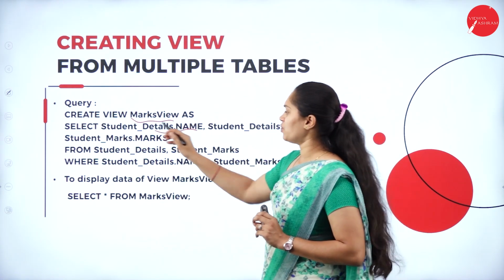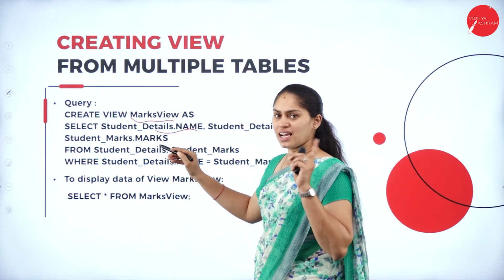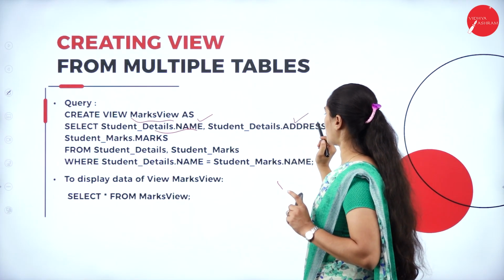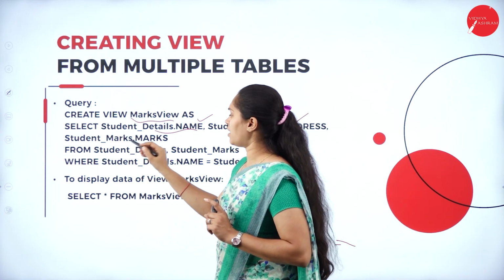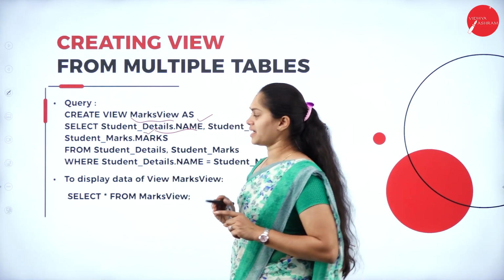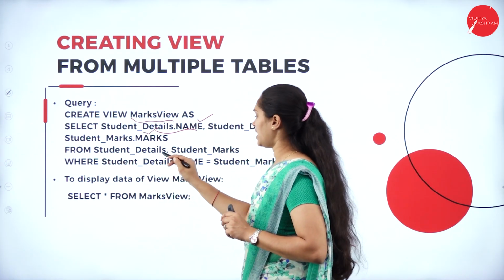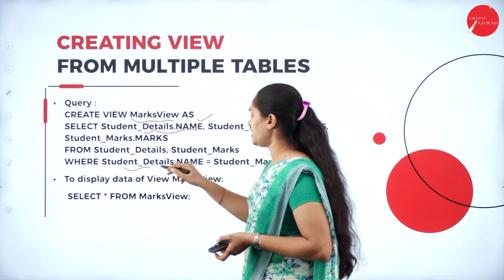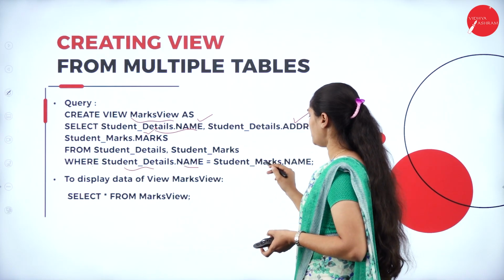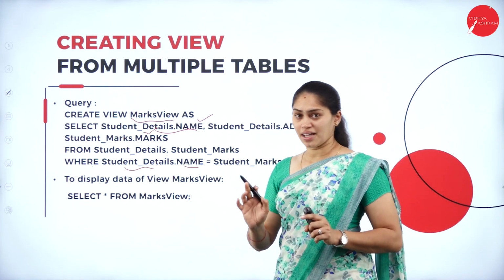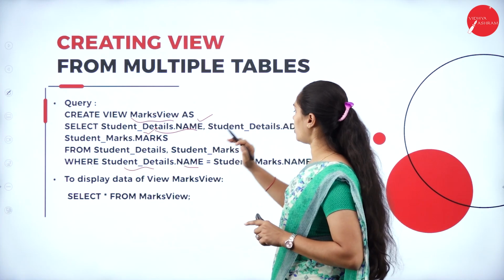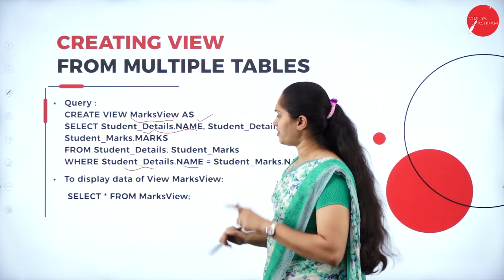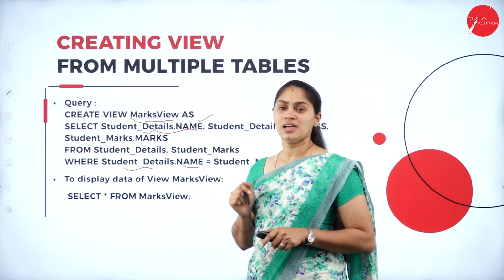For that reason, you have to mention: from the student details, I am taking the column name, and from the student details, I am taking one more column, address. From the student marks table, I am taking marks. From student details, comma, student marks, and I have a condition where student details dot name is equal to student marks dot name. The name which is present in both tables, student details and student marks. From that, I am fetching the name, their address and their marks.